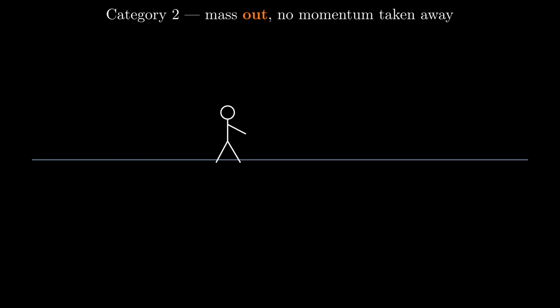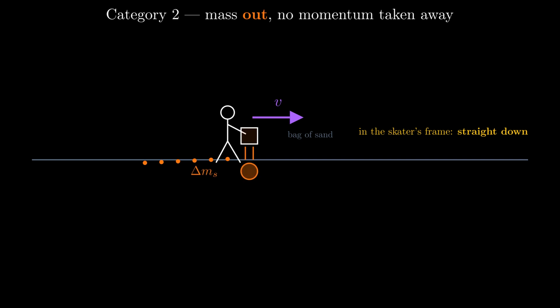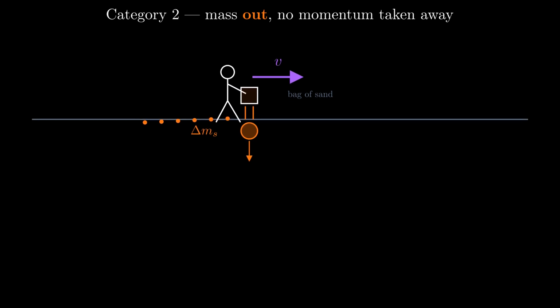Category 2. An ice skater glides across the ice at speed v, holding a bag of sand. The sand leaks straight down relative to the moving skater. Each small parcel, delta m sub s, leaves the bag falling vertically in the skater's frame, so it takes no momentum away from the bag along the direction of motion.